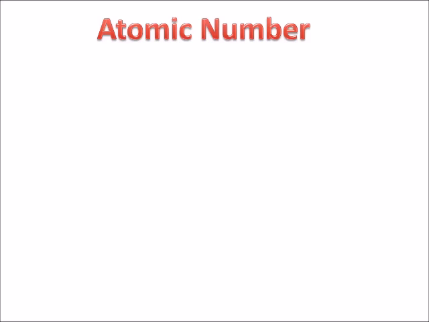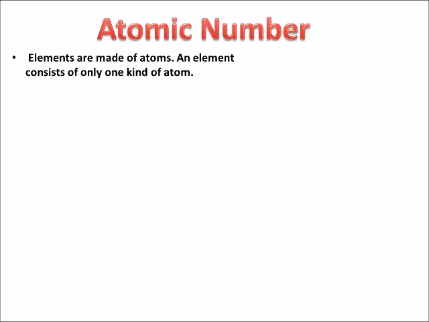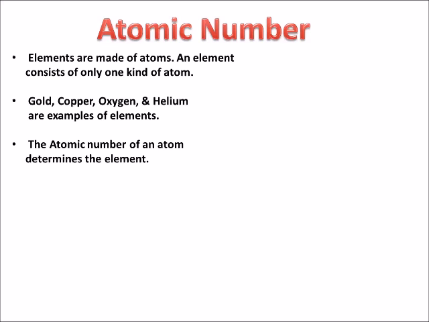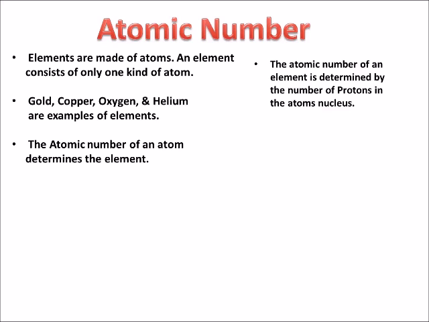Let's talk about an atomic number. Elements are made of atoms, and an element consists of only one kind of atom. For instance, a gold atom, a copper atom, oxygen atom, helium atom, they're all examples of elements. The atomic number of an atom determines what element you're dealing with. Every element has a specific number of protons in its nucleus. The atomic number of an element is determined by the number of protons in the nucleus.